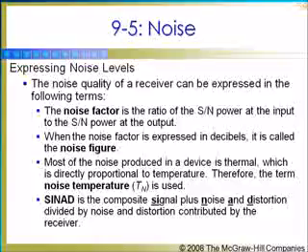The SINAD is the composite signal. SI means the signal, N is the noise, A is the and, and D is the distortion. So signal, noise, and distortion divided by noise and distortion contributed by the receiver.